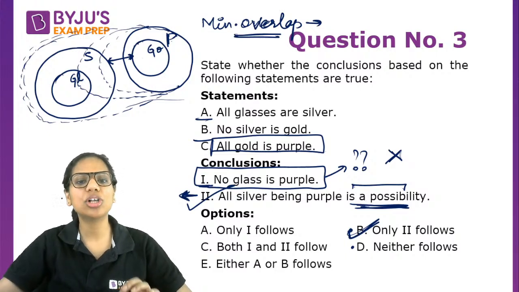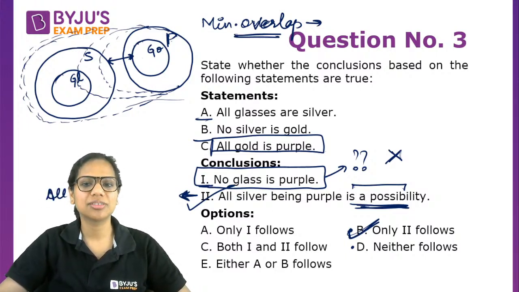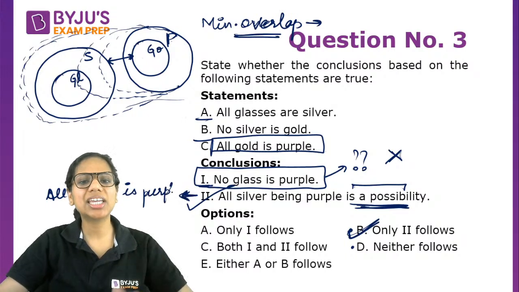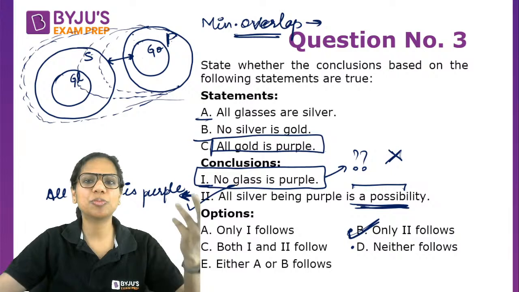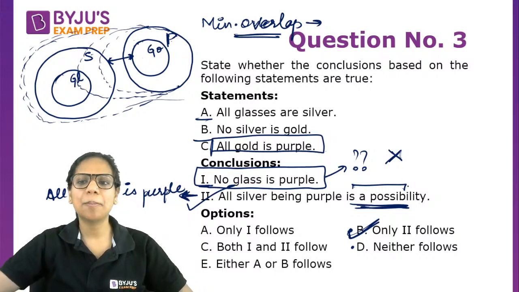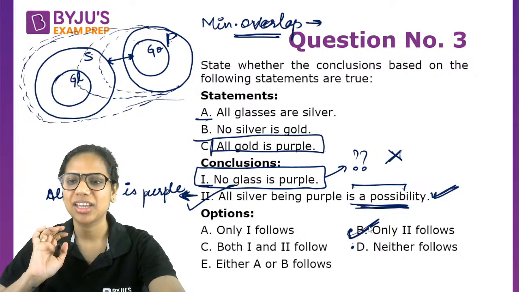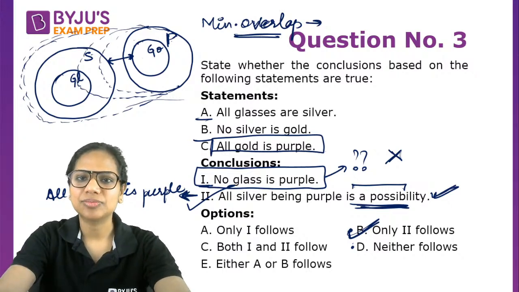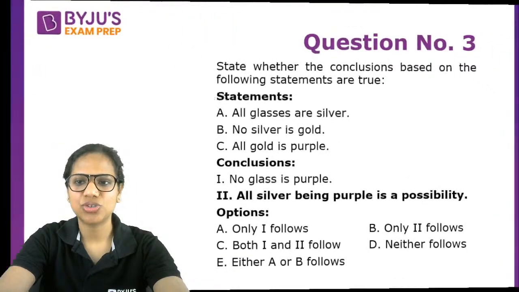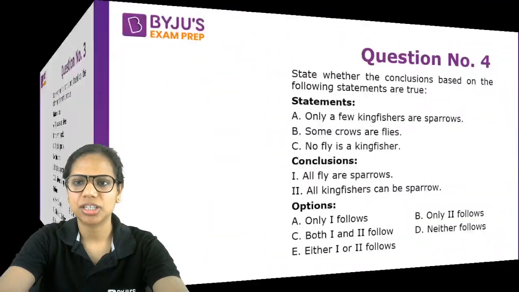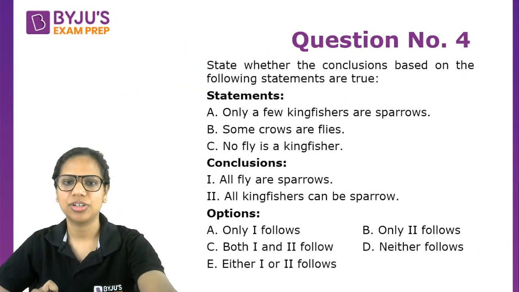If it had been written that all silver is purple, then this would also be wrong. All silver is purple would have been wrong because clearly I can see a case where silver and purple are not related at all. This is wrong, but this is true. Only B follows. Clear to everybody? Okay then. Let's see another question. This is our fourth question.